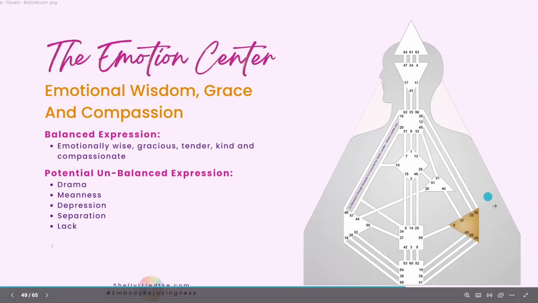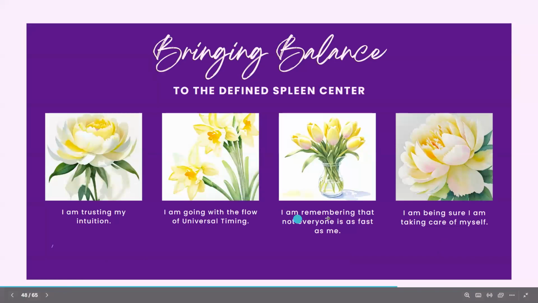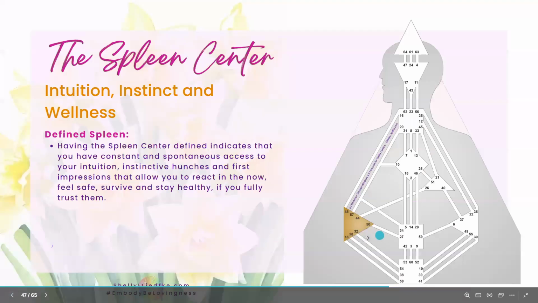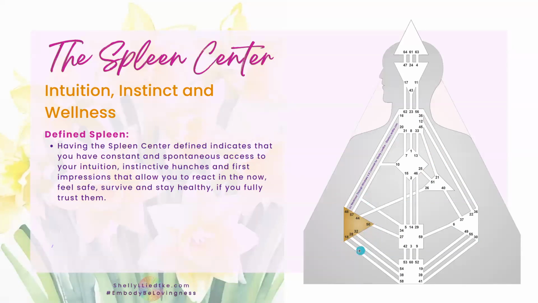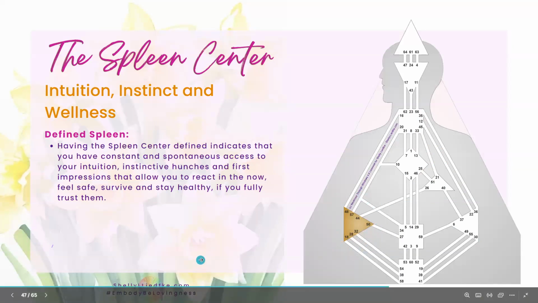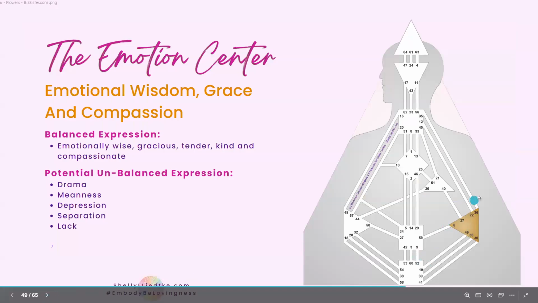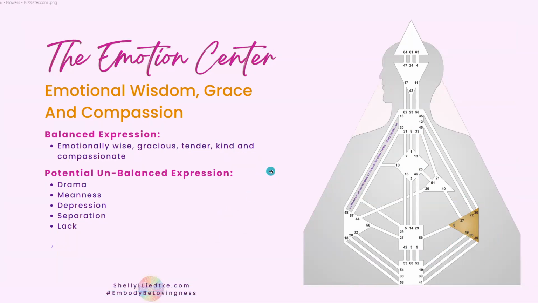Next over here, the emotion center. One thing regarding the spleen center, this is like the physical expression of the solar plexus chakra, and the emotion center is like the spiritual expression of the solar plexus chakra. It can be likened to that. So there's spiritual energy here, physical energy at the spleen.